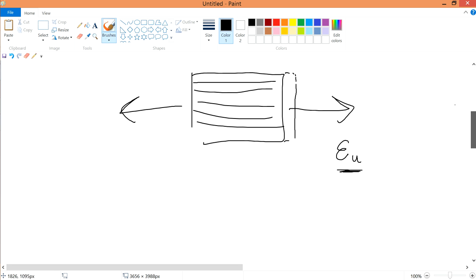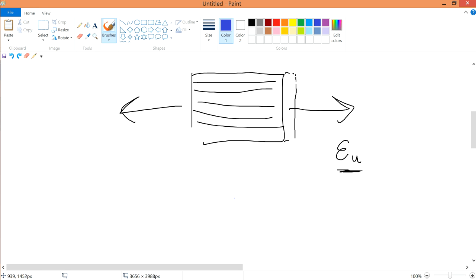For example, if you have your material like that, and then you start to pull, it reaches here, and then you pull further, it reaches here. So over here, this is the ultimate strain. You pull until this point, then after that it starts to break. This is how much you can pull before it breaks. So the ultimate strain is how much you can pull before it breaks.